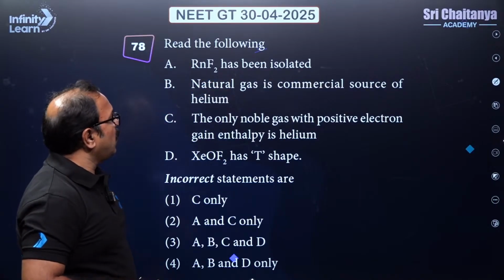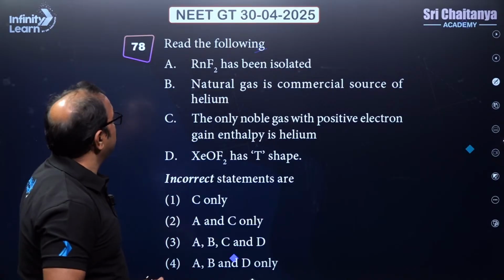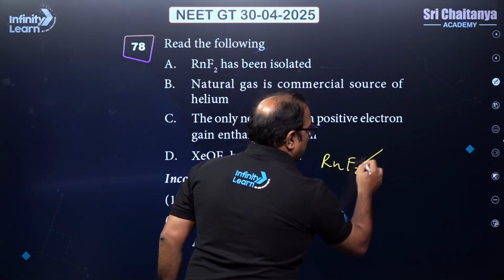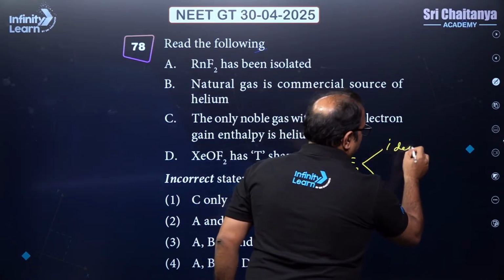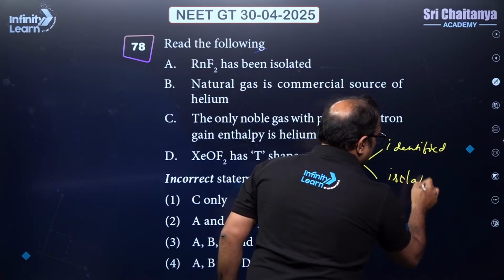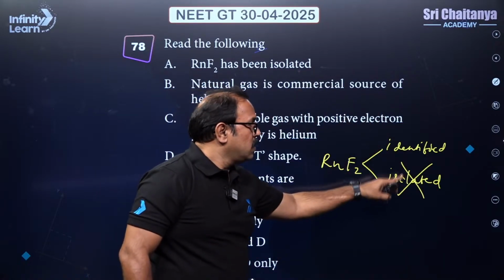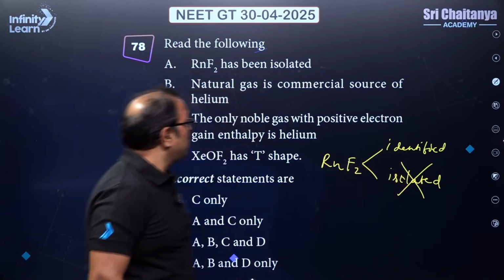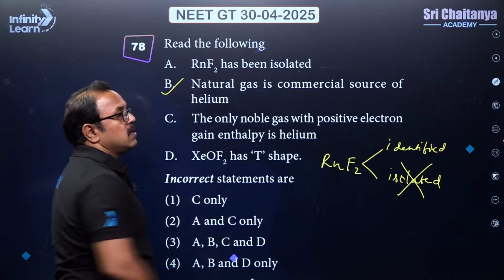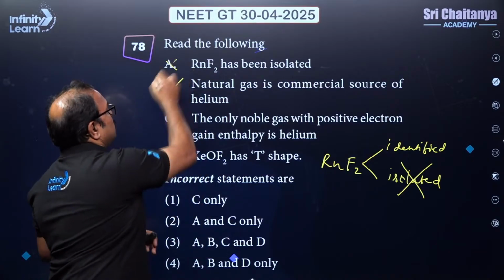RnF2 has been isolated. Now what you have to see in the case of this one, he is asking incorrect statements. RnF2, if you see one of the conditions they have given, it can be identified but cannot be isolated. It's given clearly in the case of the noble gases. RnF2 can be identified but cannot be isolated. Natural gas is a commercial source of helium. We know natural gas contains helium. So it's a correct statement. First one is a wrong statement.